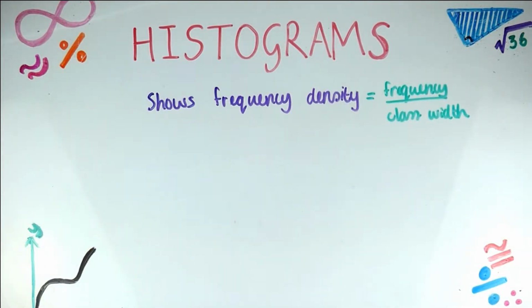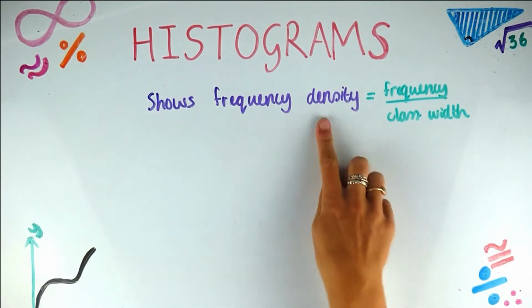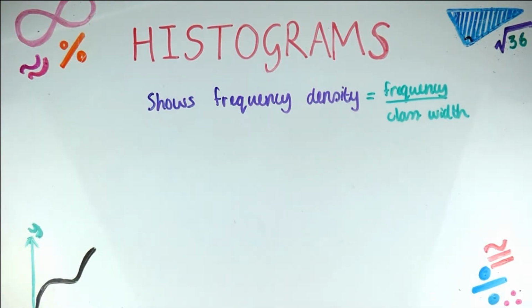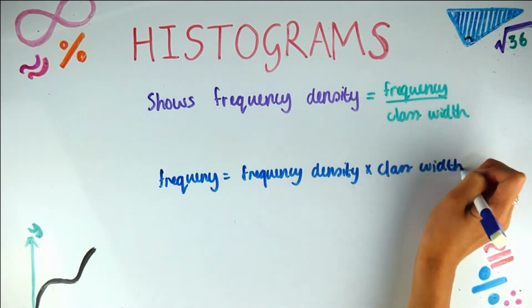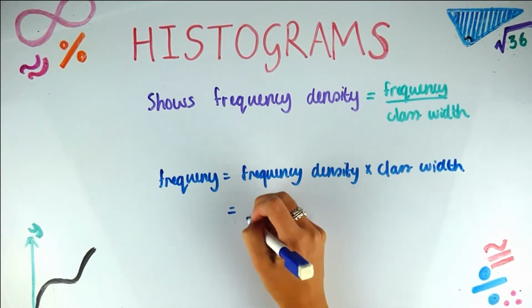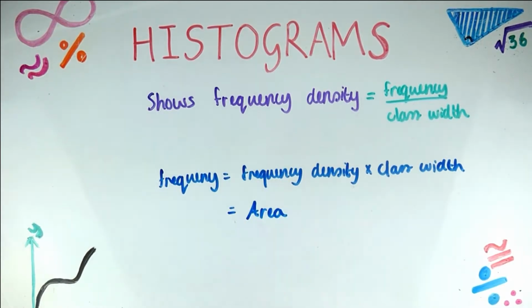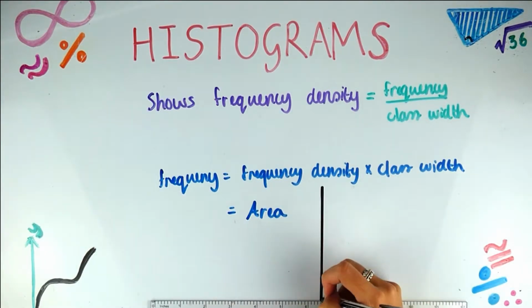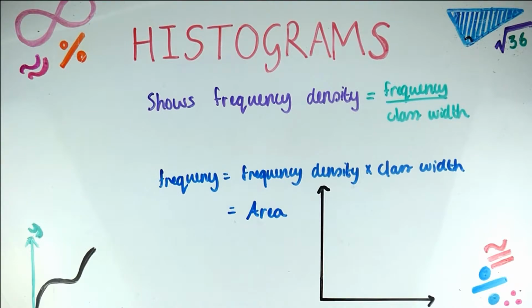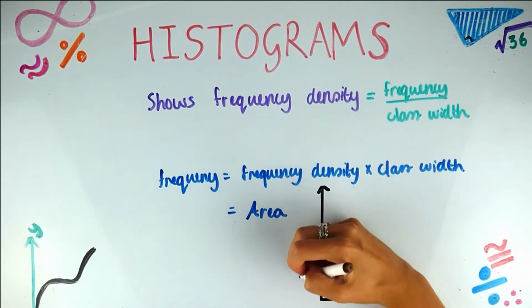So if we rearrange that equation, it'll be much clearer when we look at it on a graph. If we rearrange that, we have that the frequency is equal to the frequency density multiplied by the class width. And that, on our graph, is equal to the area. So the way this graph works is like this. You always have frequency density along this axis.